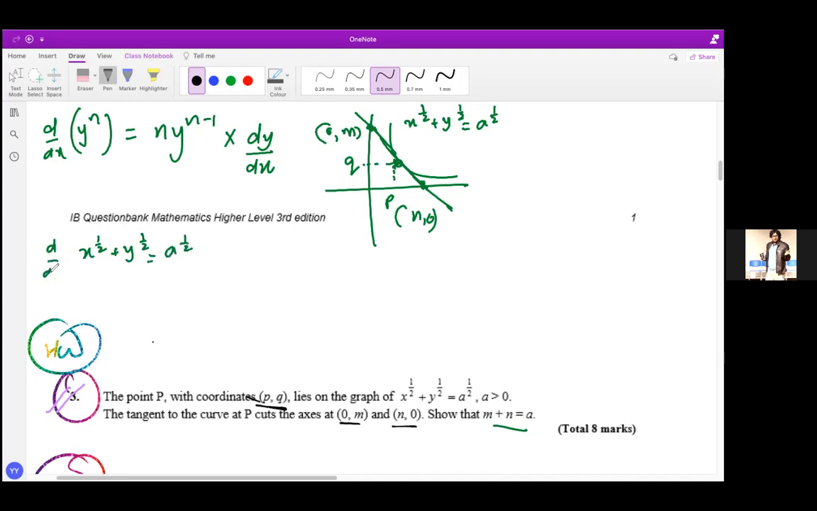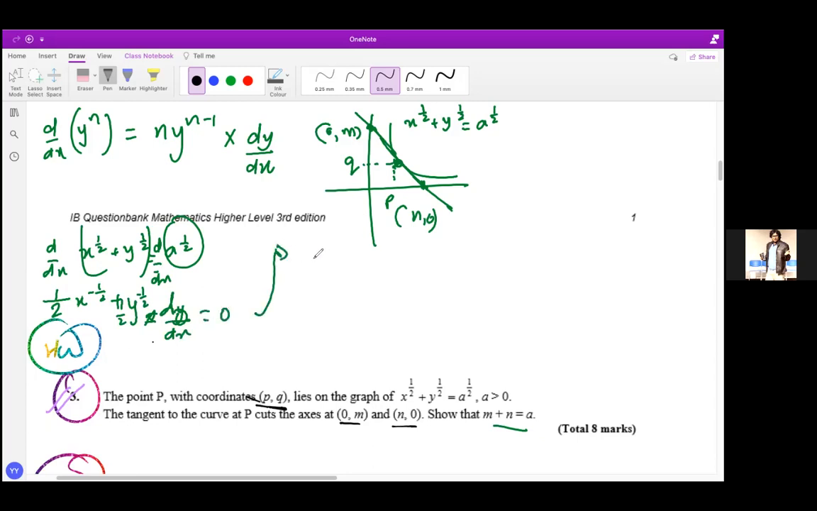You're going to do the derivative of both sides. So you do the derivative here, you do the derivative here. This is 0 because it's a constant. And the derivative of x to the power half is 1 over 2, x to the power negative half. And the derivative of y to the power half is plus y to the power negative half times dy by dx, equated to 0.